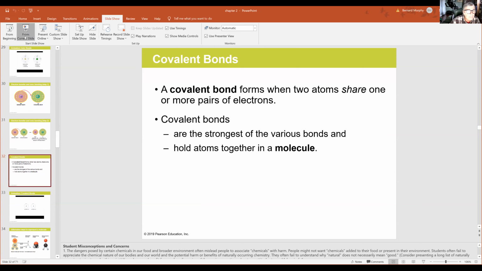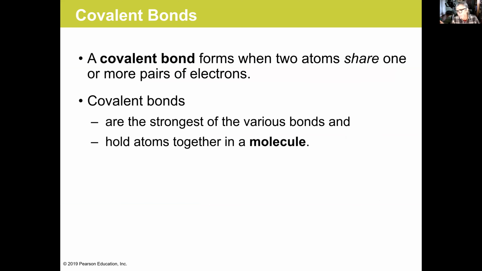So let's look at covalent bonds now. When 2 atoms share 1 or more pairs of electrons, the covalent bonds are a lot stronger. Ionic bonds are relatively weak because if you put them in water, they break apart pretty easily. Covalent bonds are stronger. And there are actually 2 types of covalent bonds, polar and nonpolar. We're going to get to those. They're the strongest of the various bonds and hold atoms together in a molecule.